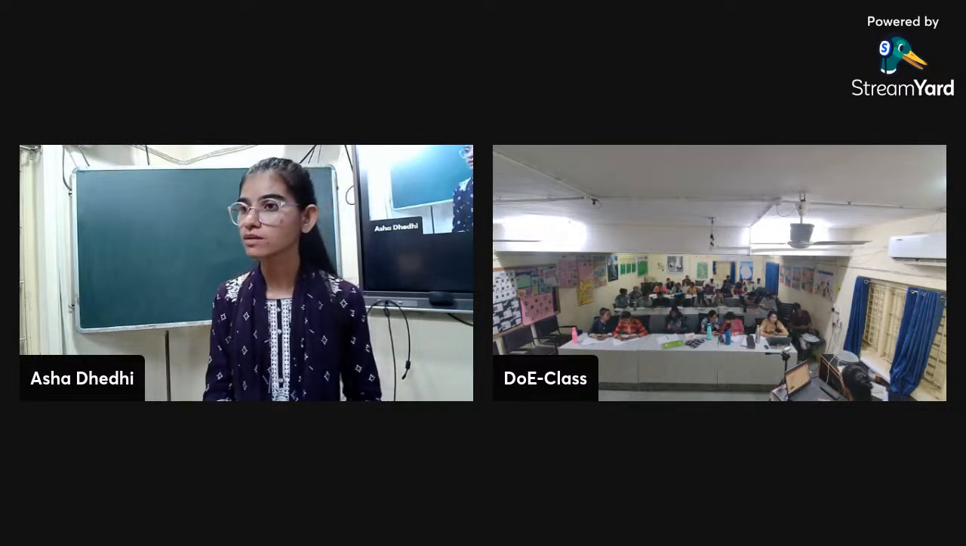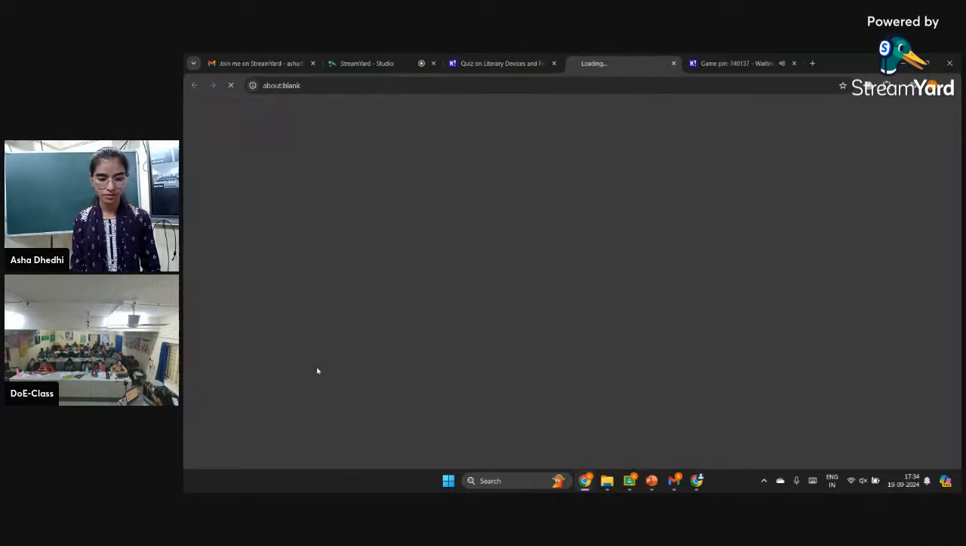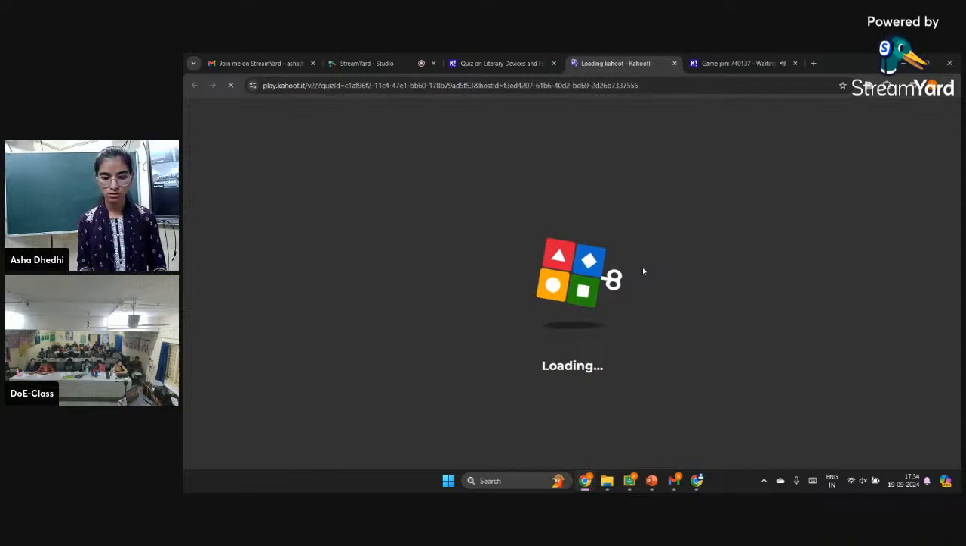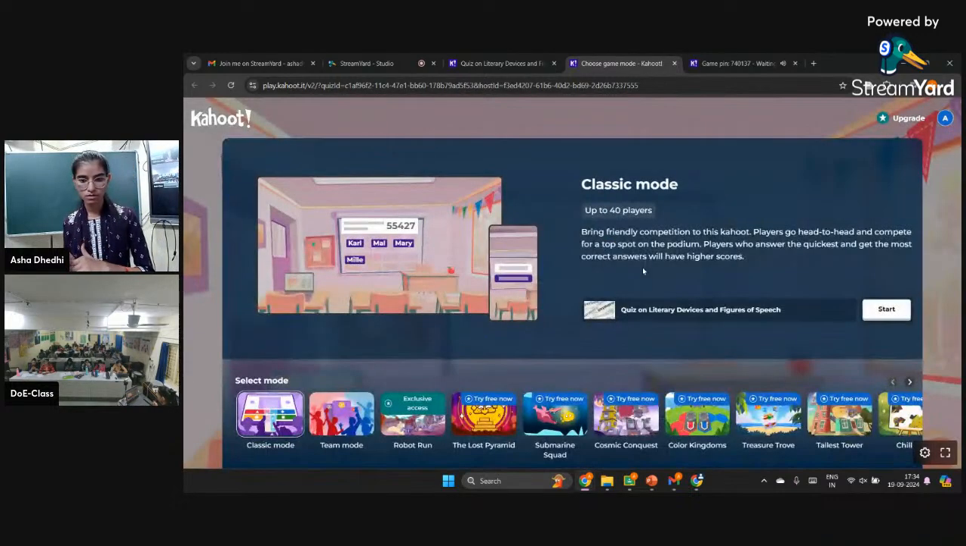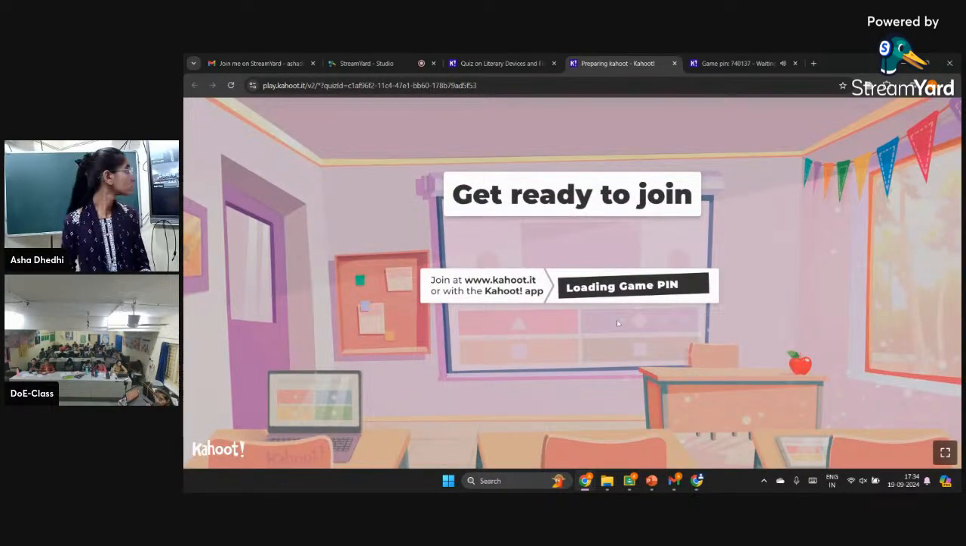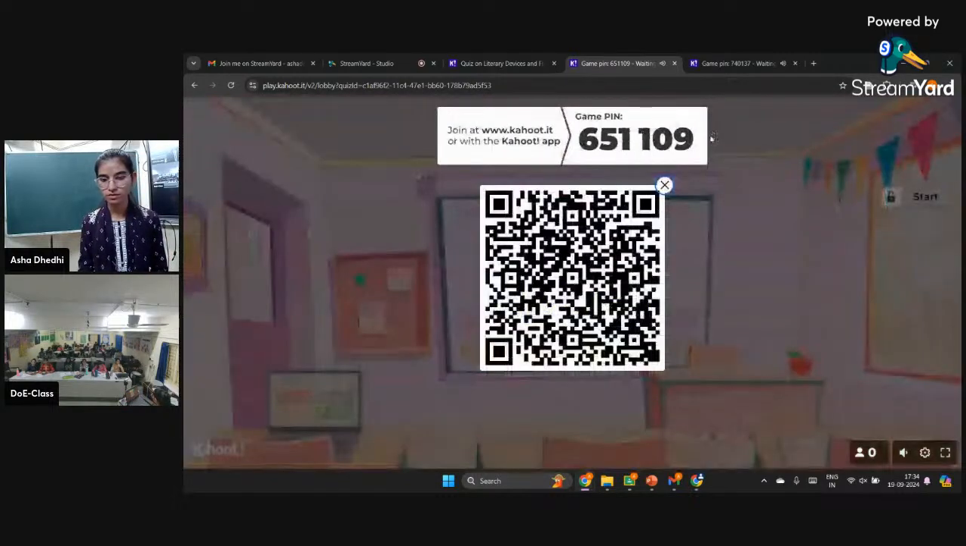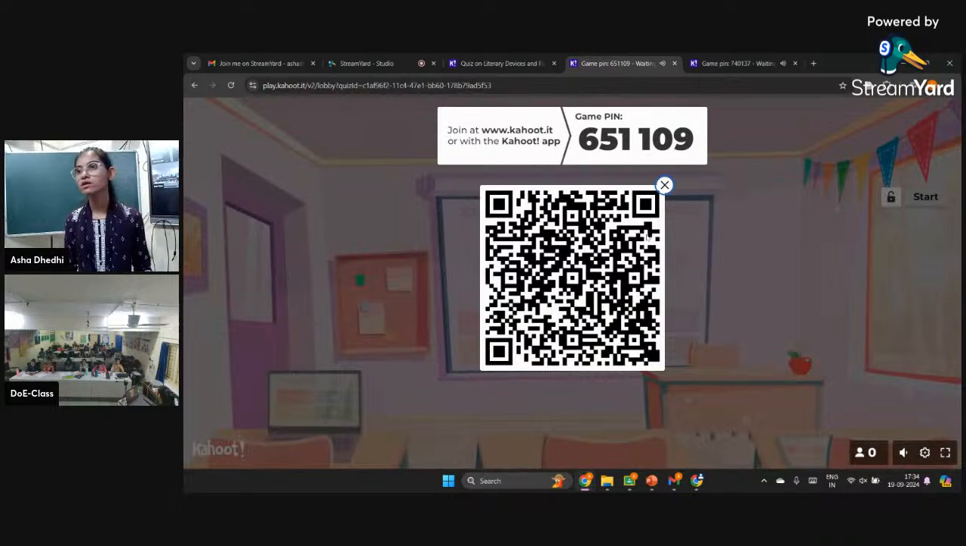It is visible. So the game pin is here, or you can scan the QR code as well. If you want, you can scan this code, or you can enter the game pin.